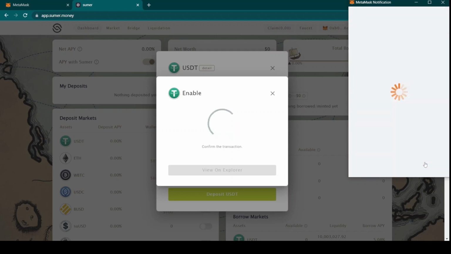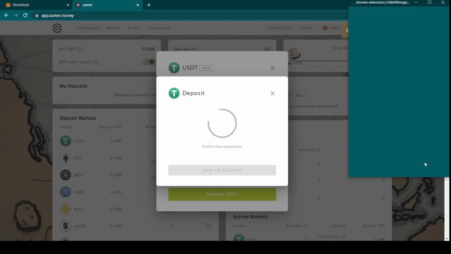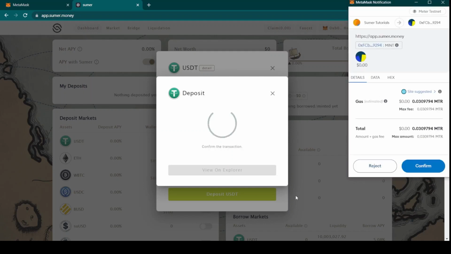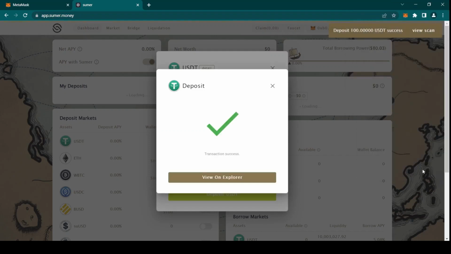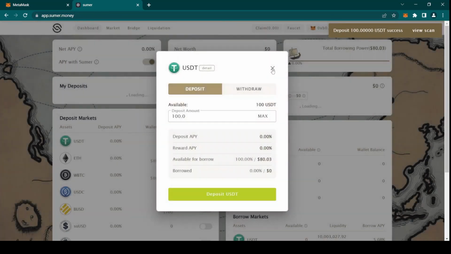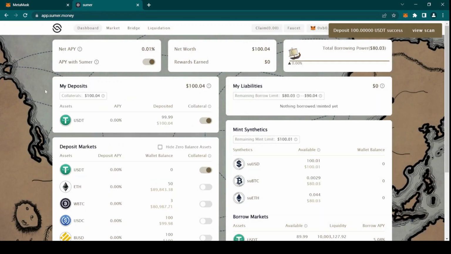All ERC20 tokens require an approval on the spending cap allowance to the smart contract associated with the Sumer deposit market. You can specify the amount based on your risk tolerance. The second transaction deposits the funds from your wallet into the Sumer deposit market.